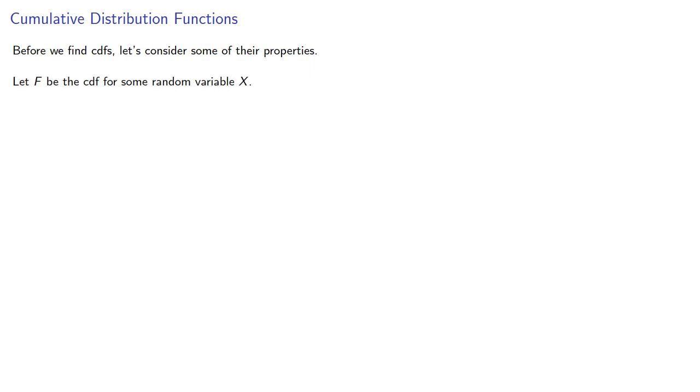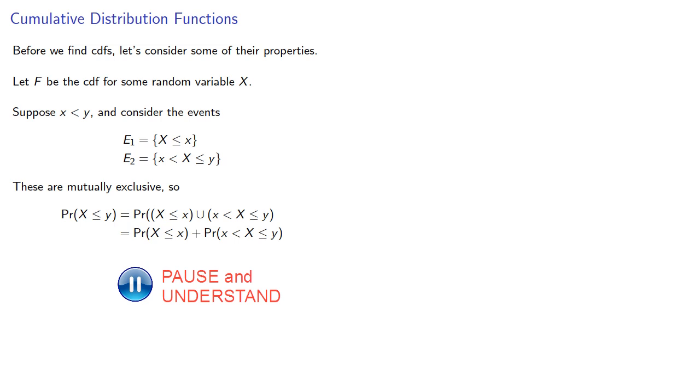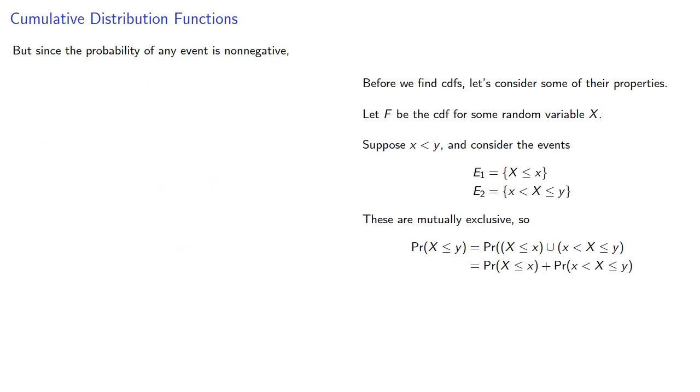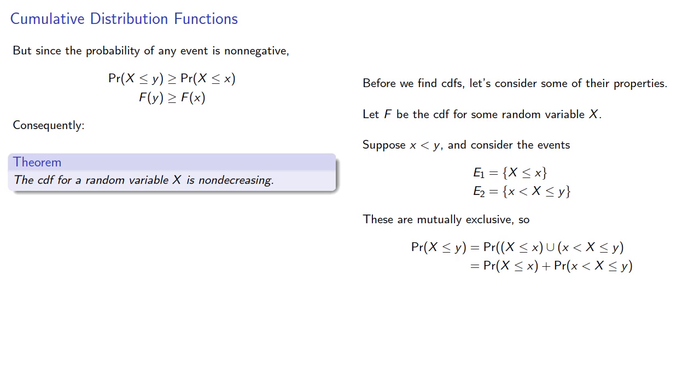So let f be the CDF for some random variable x. Suppose x is less than y, and consider the events: our random variable is less than or equal to x, and our random variable is greater than x but less than or equal to y. These are mutually exclusive, so the probability that x is less than or equal to y will be the sum of these probabilities. But since the probability of any event is non-negative, this means that the probability that x is less than or equal to y must be greater than or equal to the probability that x is less than or equal to x. In other words, f of y must be greater than or equal to f of x. And consequently, the CDF for a random variable is a non-decreasing function.